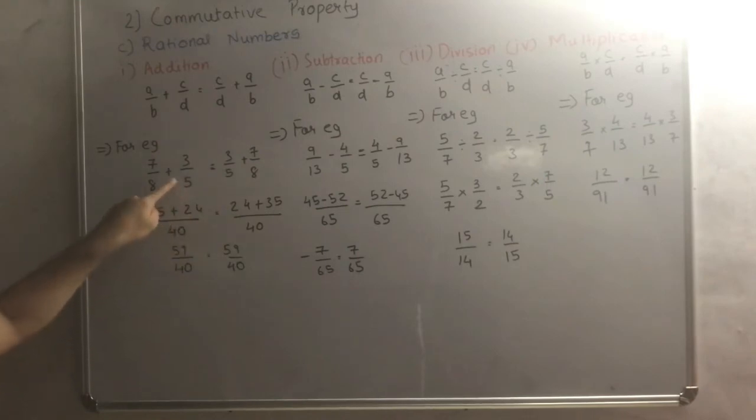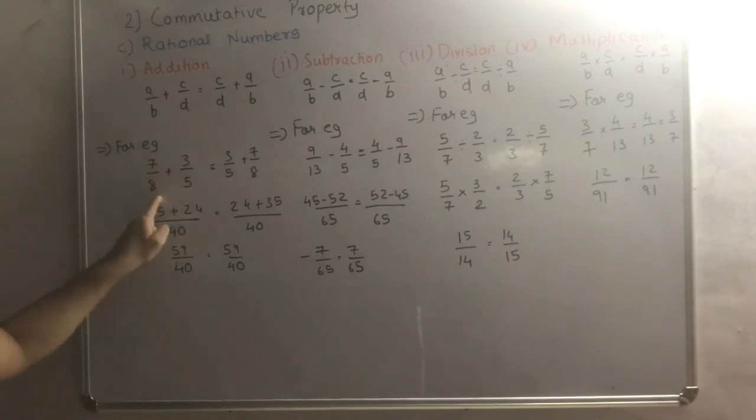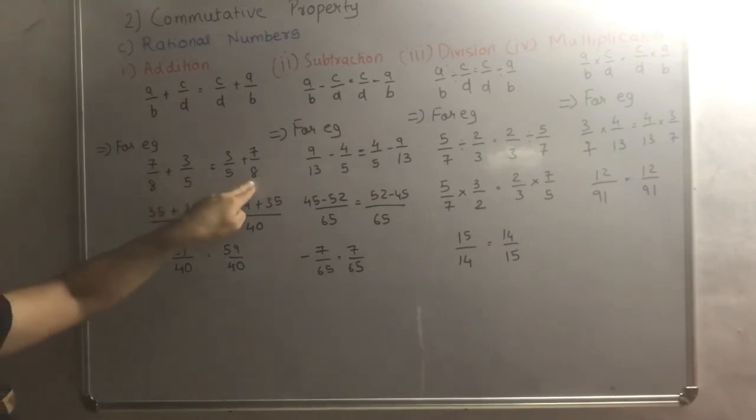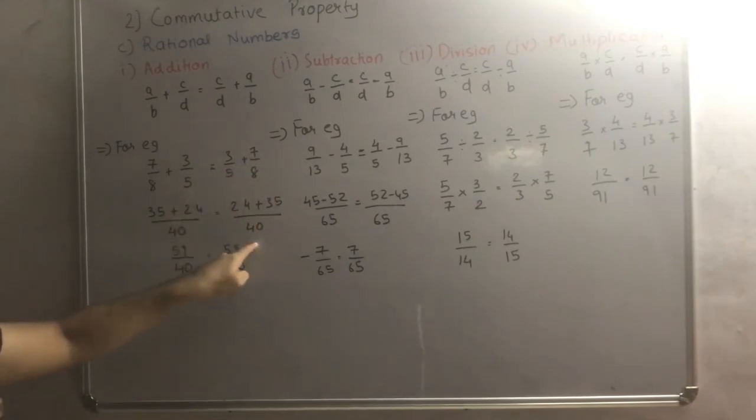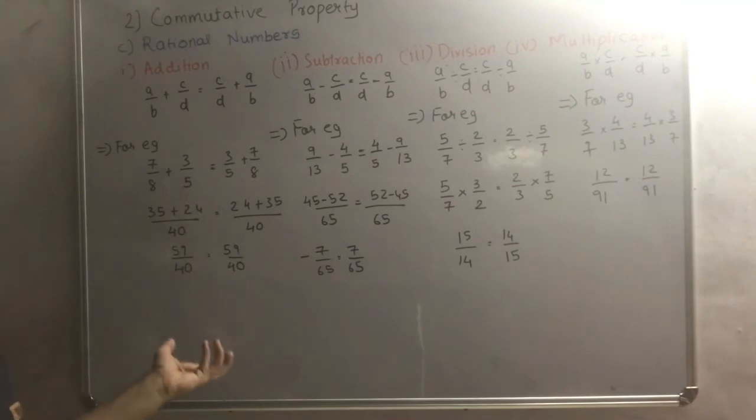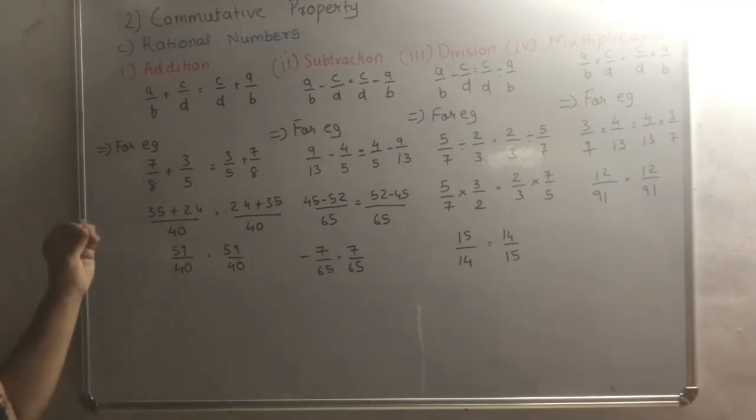Okay, 7 5s are 35. Cross multiplication. 7 5s are 35. 3 8s are 24, 8 5s are 40, 8 3s are 24, 5 7s are 35, 8 5s are 40. 35 plus 24 is 59 and 24 plus 35 is also 59. Both have 40 in the denominator, so the answers of both sides are the same. So we can see that addition follows the commutative property.